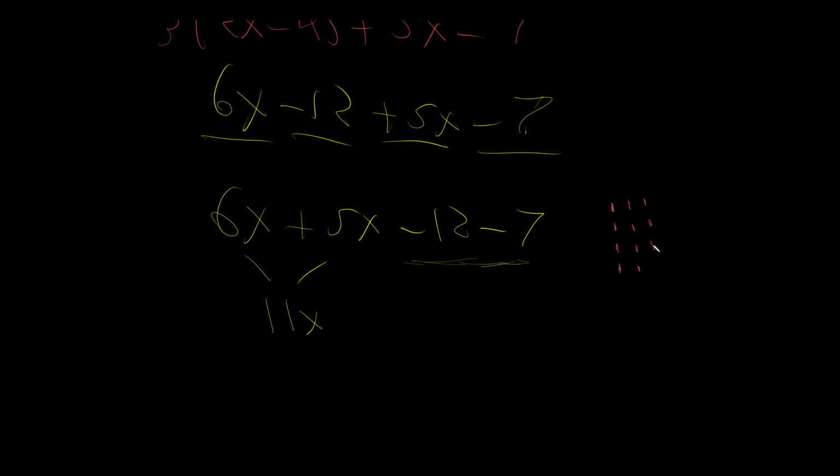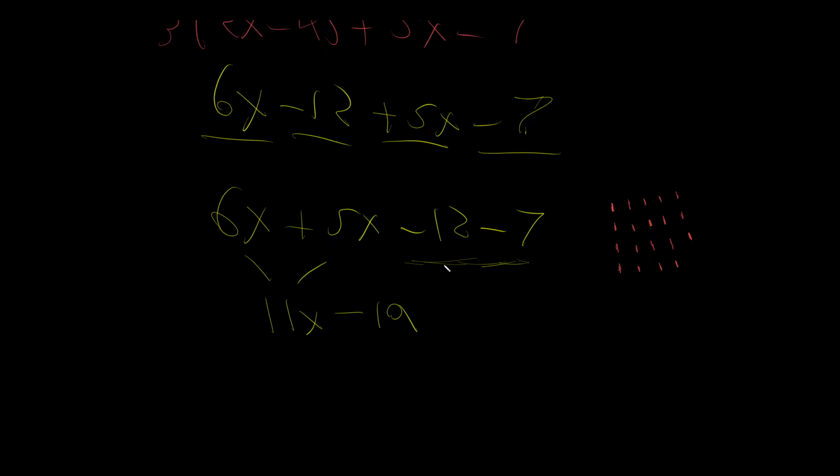Has these red little dots. And then you're taking away another 7. So there's more red dots. There's 7 more. So in total, you have 19 red dots. So in the end, you take away 19. Or you can just view this as taking away.